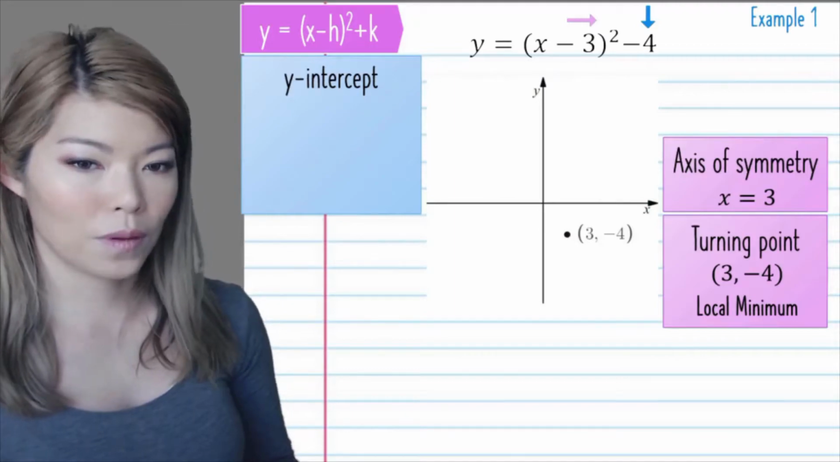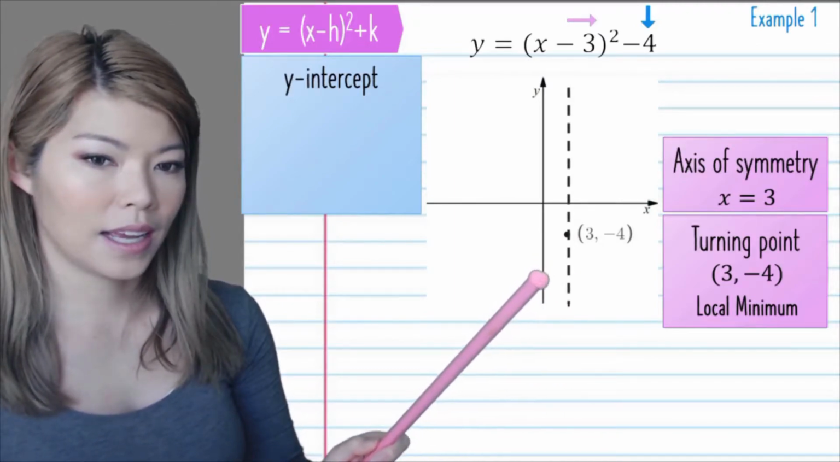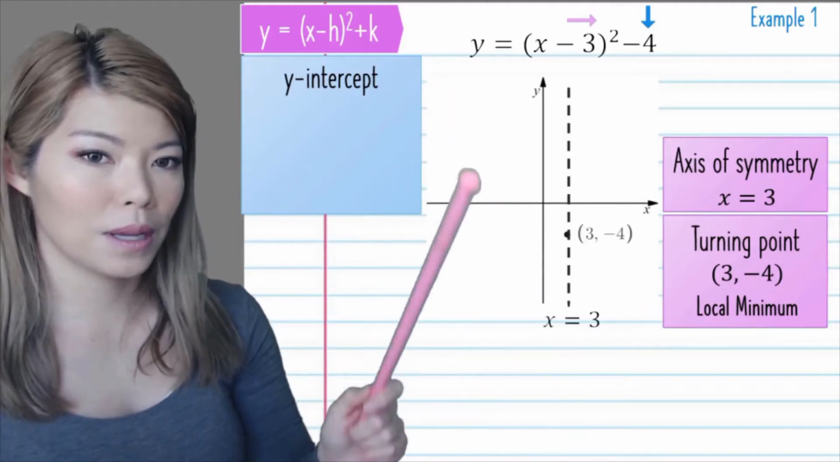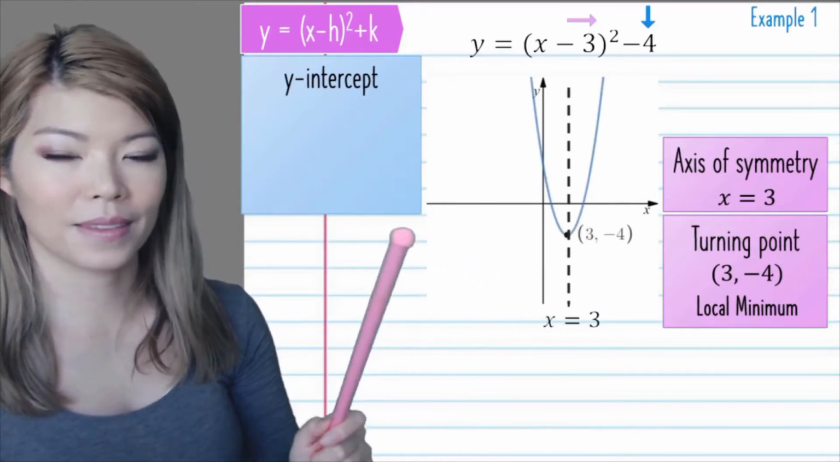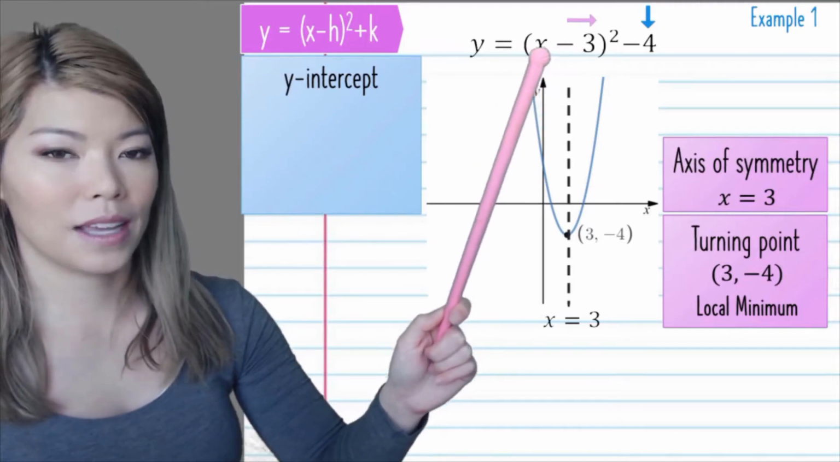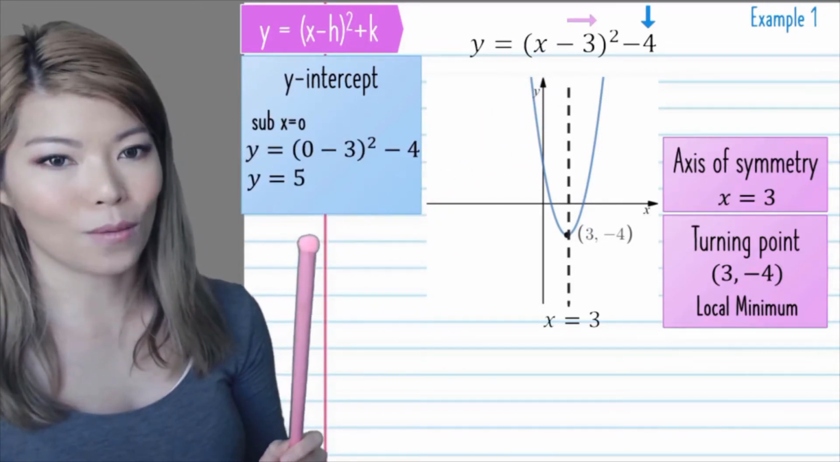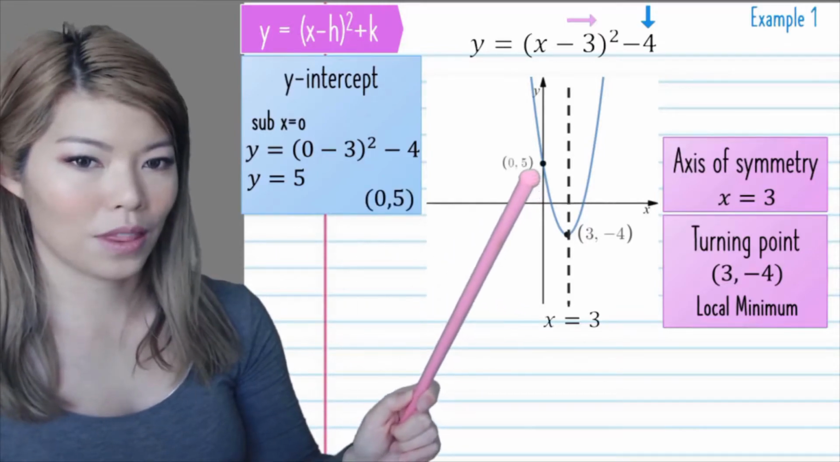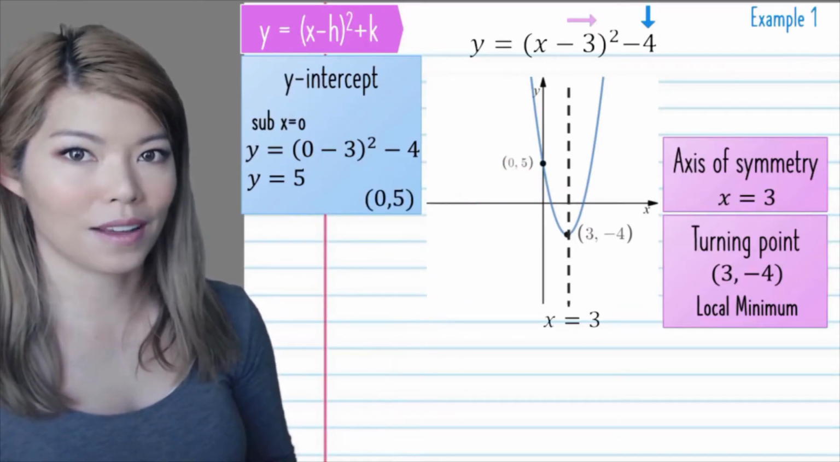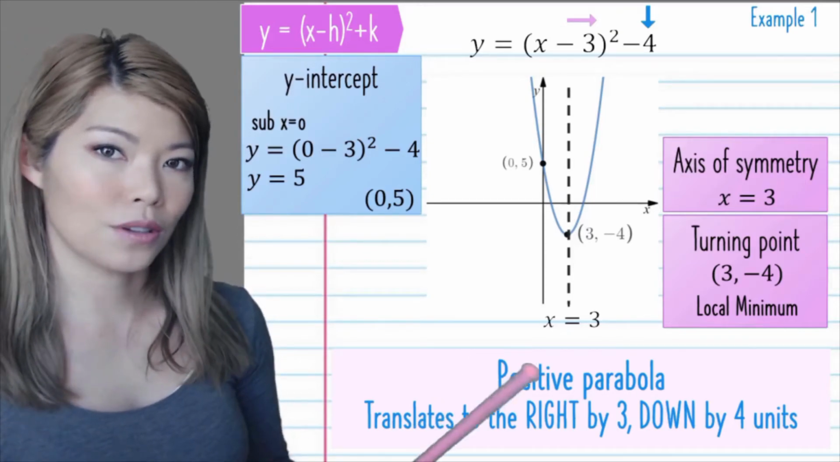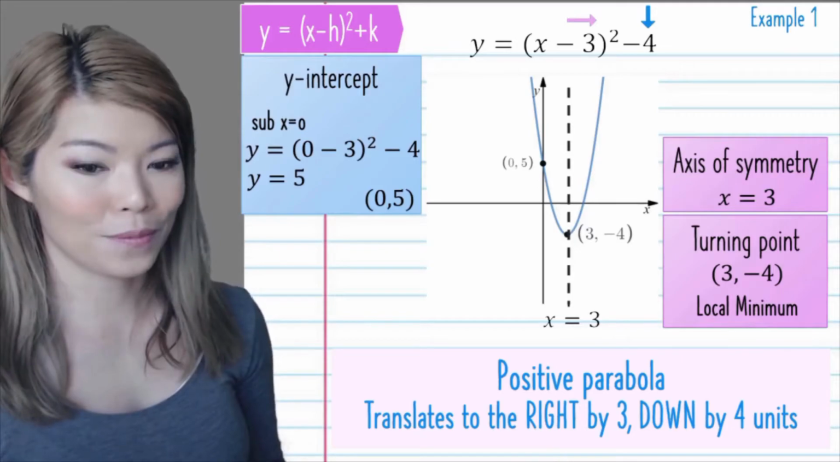So let's sketch what we know: the turning point and the axis of symmetry. And we know that is a local minimum, so it's going to be a positive graph. Now the y-intercept can be calculated by letting x equal 0. So put that into the equation and we get y equals 5. So that point there is going to be (0, 5). We describe this as a positive parabola that has been translated to the right by 3 and down by 4.